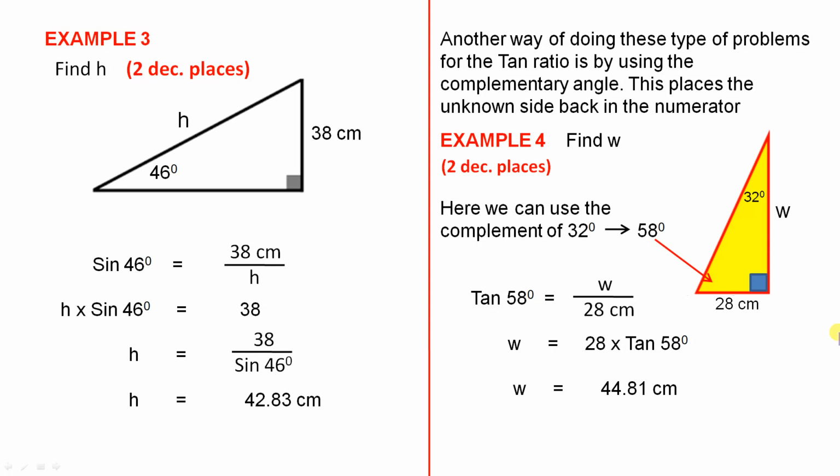So this video has shown us how to find an unknown side when it appears in the denominator. And for the tan ratio, if you use the complement of the given angle, that's if the unknown side will appear in the denominator, just use the complement, and that will make the unknown side appear in the numerator.